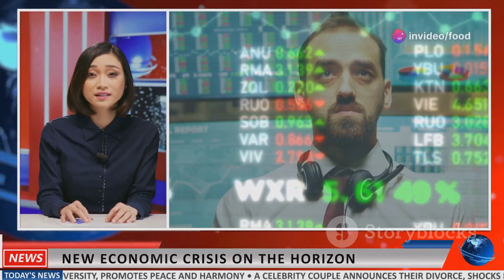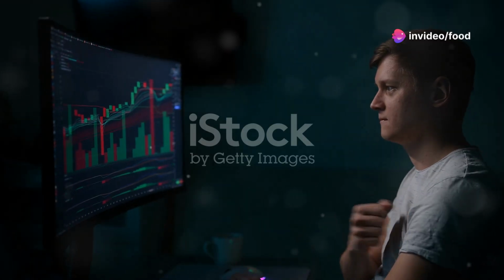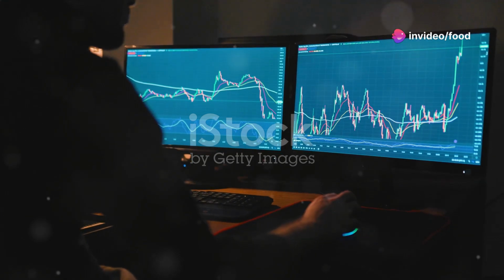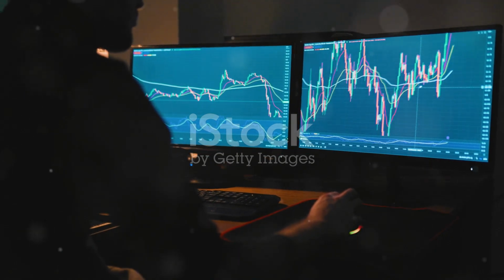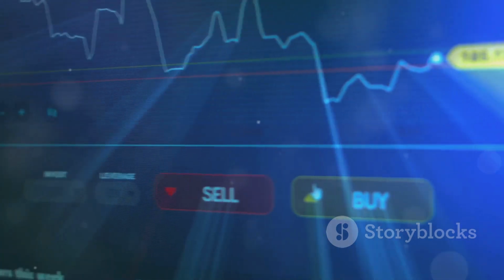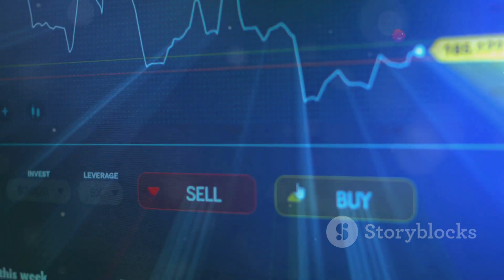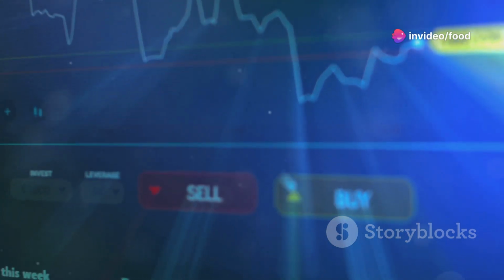I'm sure you've heard the news. Trading success doesn't have to cost a fortune. Check out these free indicators. First up, the Relative Strength Index, or RSI. RSI measures the speed and change of price movements, helping you spot overbought or oversold conditions.